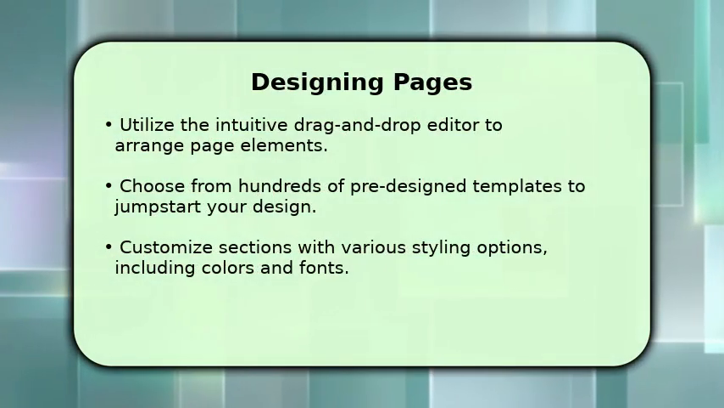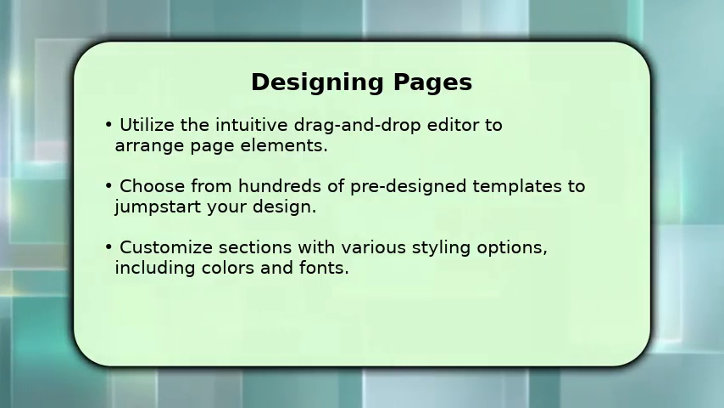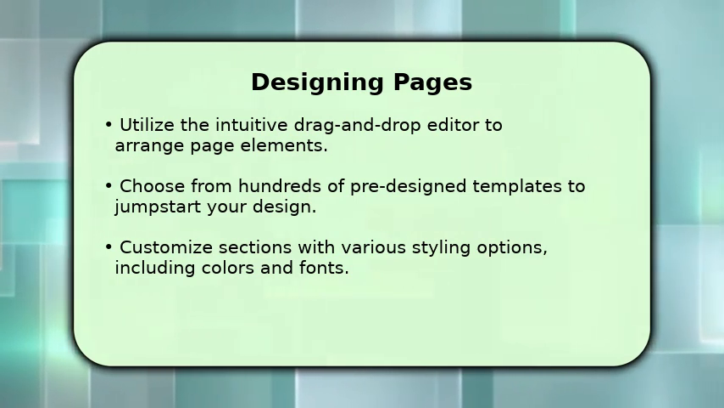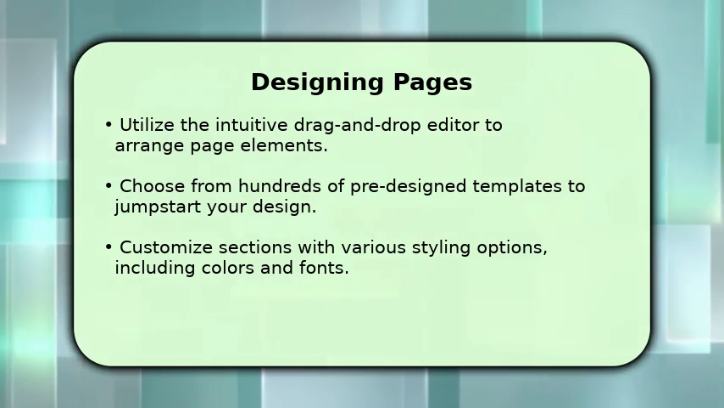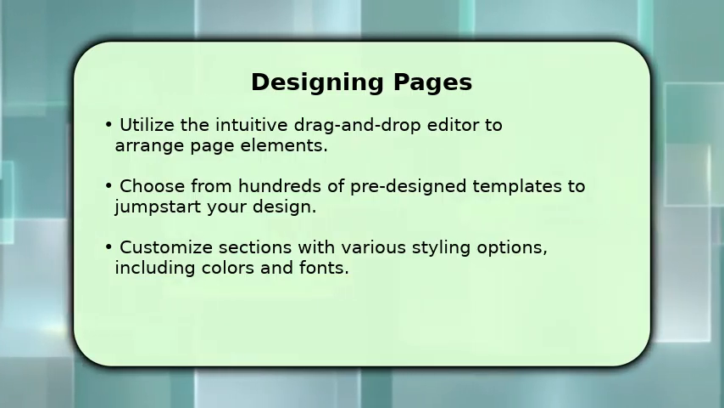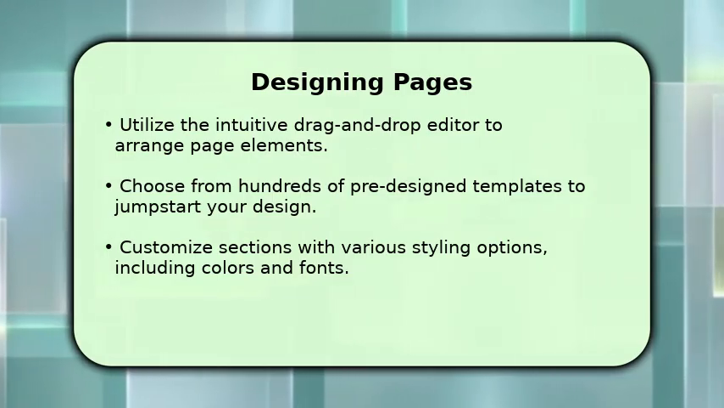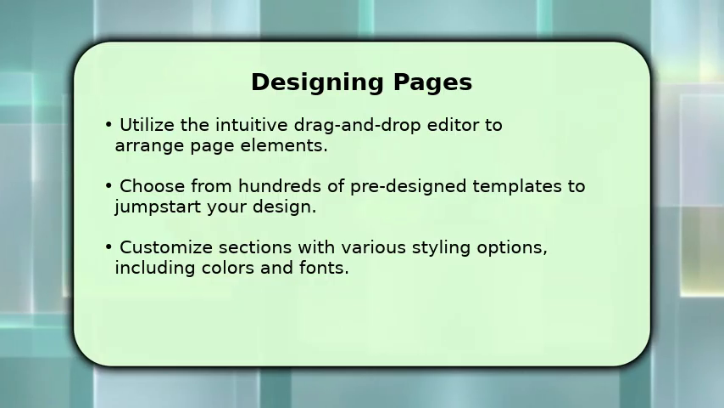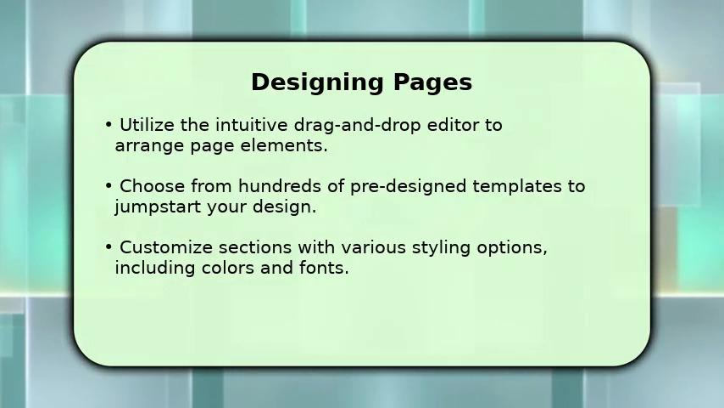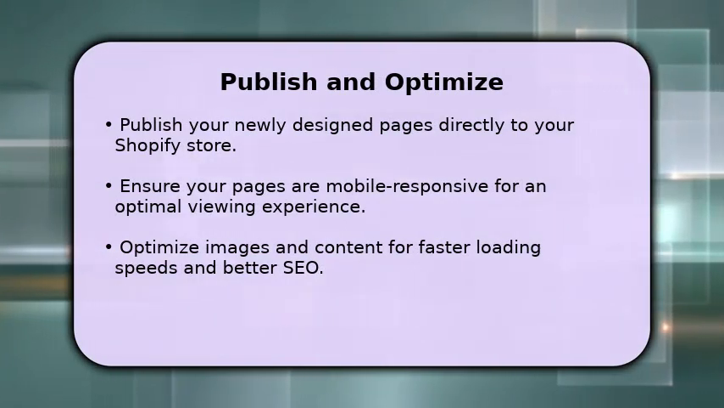Now let's dive into designing. Ecomposer features a user-friendly drag-and-drop interface, allowing you to easily add and arrange elements like images, text blocks, and product grids. You can start with a blank canvas or select from hundreds of professional templates to save time. Each section offers extensive customization options, letting you adjust colors, fonts, and spacing to perfectly match your brand's aesthetic. It's incredibly flexible.